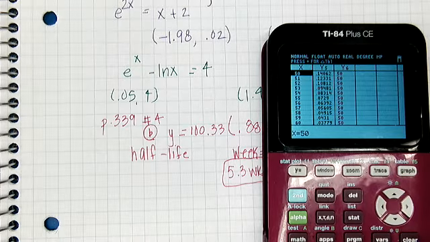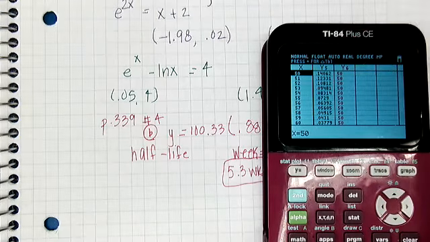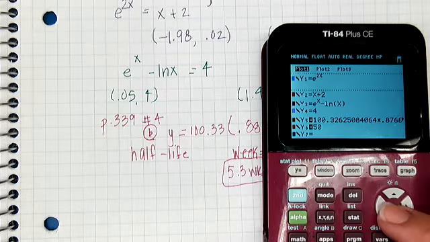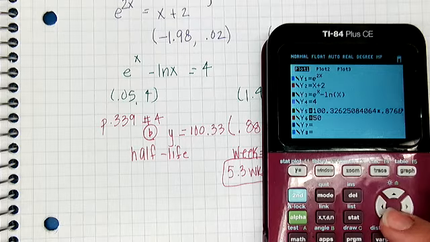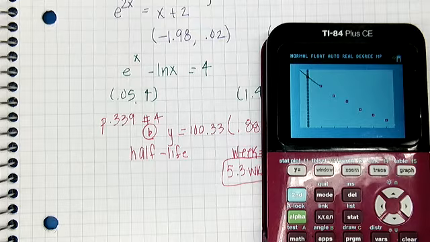Okay, and then, oh, so the answer was 0.14 at 50. And then when will there be 20 grams of radioactive material? So they're asking you when. That means I'm looking for X. So I'm going to type in 20. That's going to work slowly.